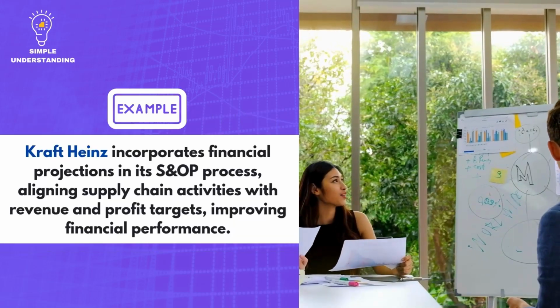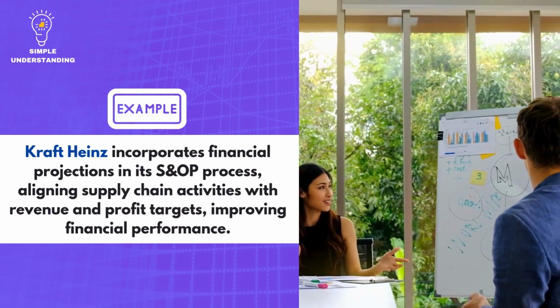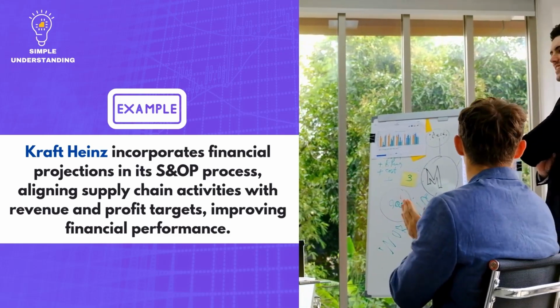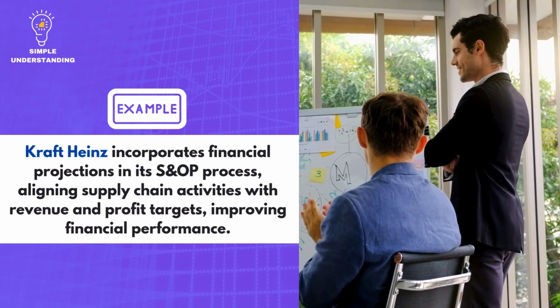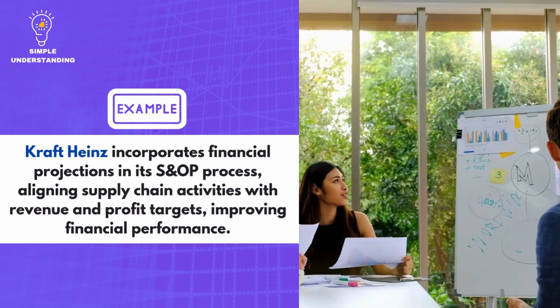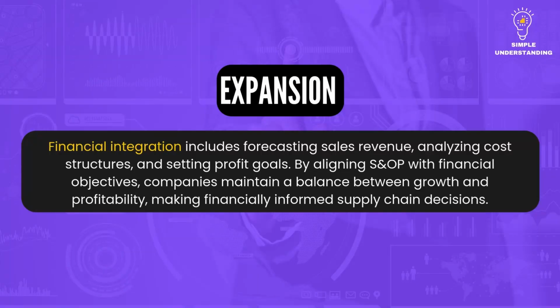Real company example. Kraft Heinz incorporates financial projections in its S&OP process, aligning supply chain activities with revenue and profit targets, improving financial performance. Expansion. Financial integration includes forecasting sales revenue, analyzing cost structures, and setting profit goals. By aligning S&OP with financial objectives, companies maintain a balance between growth and profitability, making financially informed supply chain decisions.